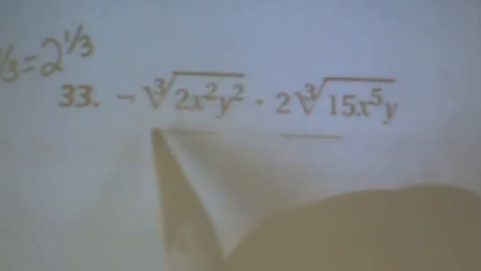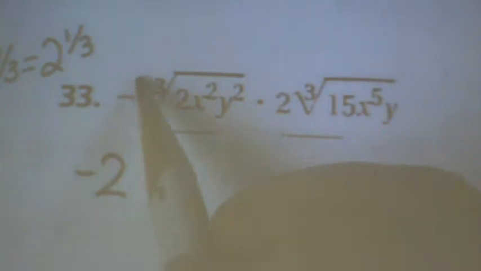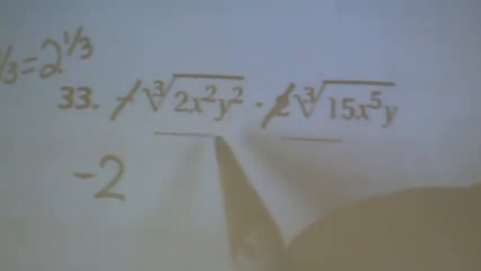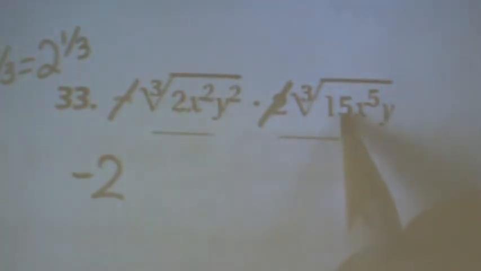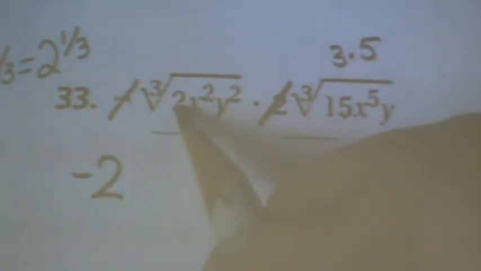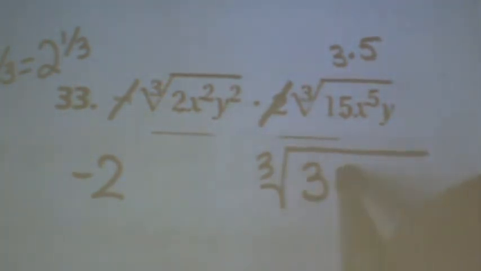And 1 more and I'm done. So 2 times -1 is -2. So these are done. So we've got, they're both cube root, so 2 and we've got 15. Well, 15 is 3 times 5, so there's nothing that's going to come out. So 15 times 2 is 30. So we're just going to put those together. Cube root of 30.